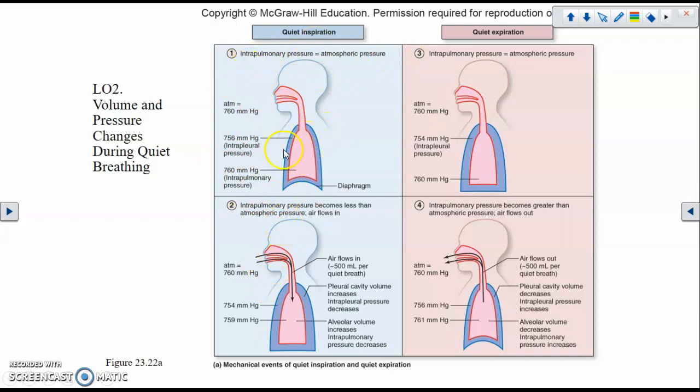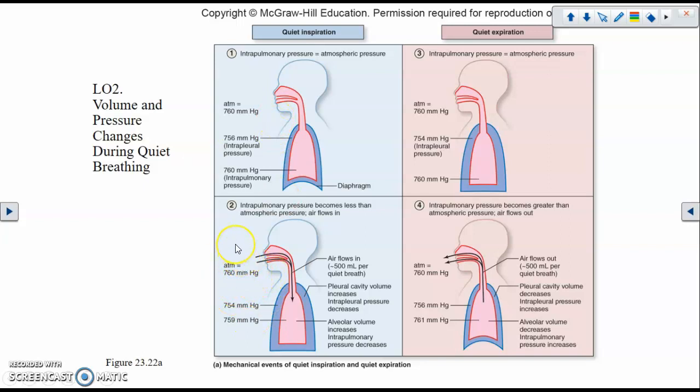Okay, so they're equal to each other. However, as you inspire, the diaphragm, which was dome-shaped before, now becomes flat, as shown here. And what that does is it creates a greater volume in the intrapulmonary space. So what happens with this pressure is before it was 760, now it goes down to 759. Okay, and FYI, intrapleural pressure we're not going to be talking about to a great extent in this class. As you can see now, it's 715 millimeters of mercury, which is obviously less than atmospheric pressure.